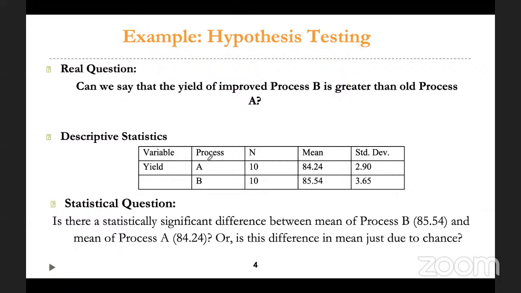So the process A, or you can think of this as department A, and total number of data points are 10 and 10, mean values are 84.24 and 85.54, and standard deviations for department A 2.90 and 3.65. Now, can you tell me which department has more productivity levels, A or B? Yeah, answers guys, A or B.